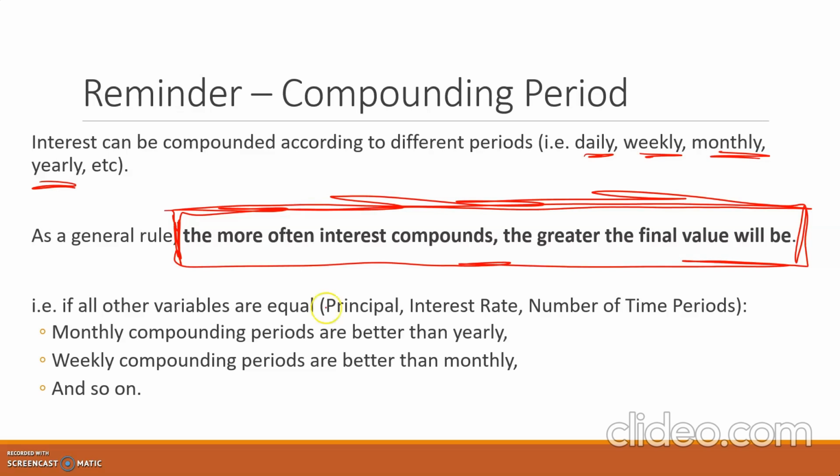So another way of saying that is that if all other variables are equal, and by those I mean the principal, interest rate, and number of time periods, then monthly compounding periods will always be better than yearly because months happen more often. Weekly compounding periods will always be better than monthly because weeks happen more often than months, and so on. So the more frequent the period is, the better for a compound interest loan or investment.